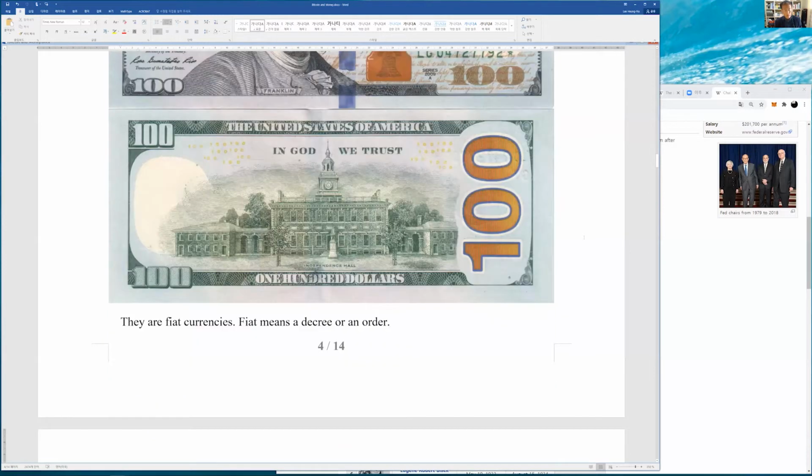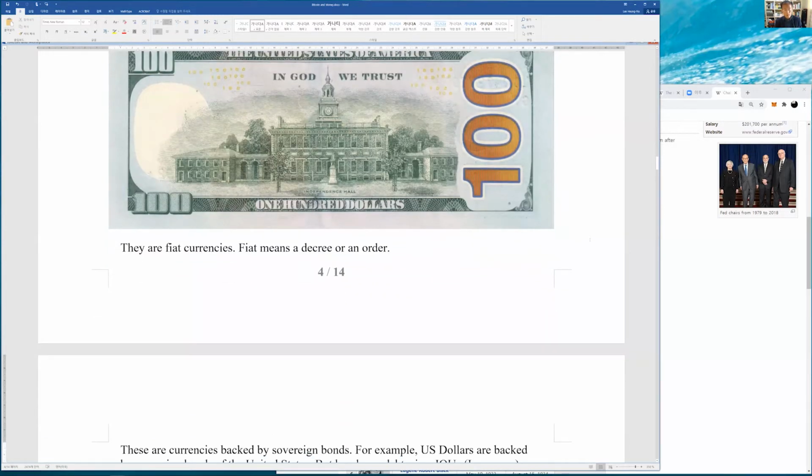So they are fiat currencies. Fiat here means decree or order. After the Nixon shock in 1971, these US dollars are no longer backed by gold. It is backed by securities of the United States. But these United States bonds are IOUs. I here means the United States government. U here means someone who holds this security.